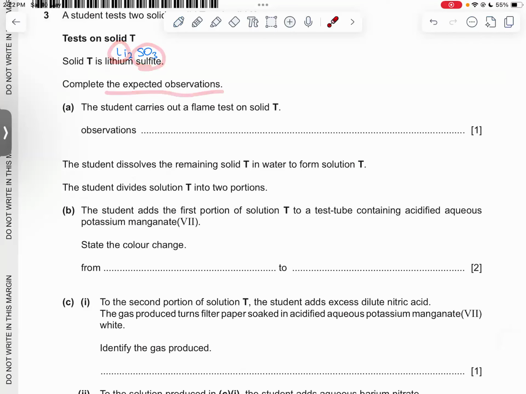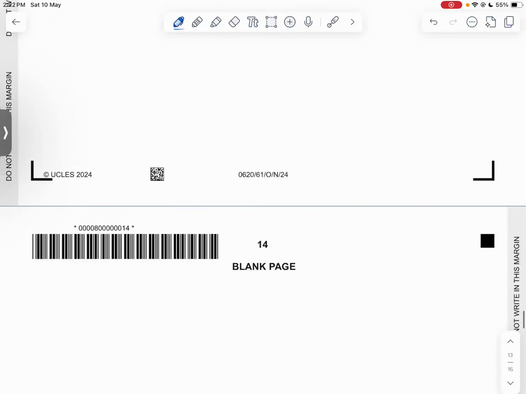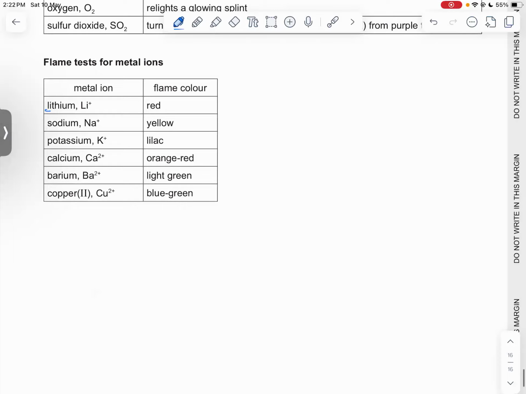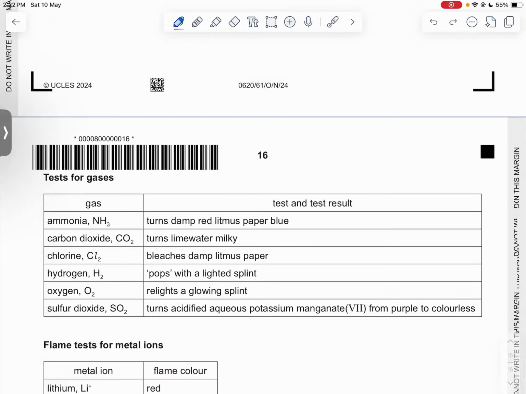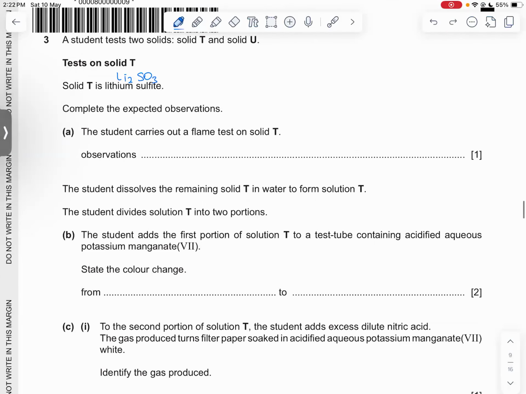Complete the expected observation. The student carries out a flame test on solid T because it contains lithium ions. Because it contains lithium ions, it should have the color red. Very good. If you don't remember that, it is written right here. But if you do remember, then just write red.